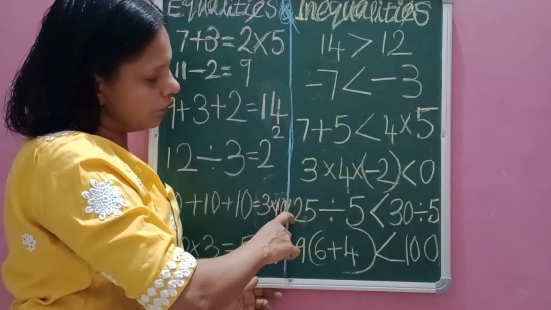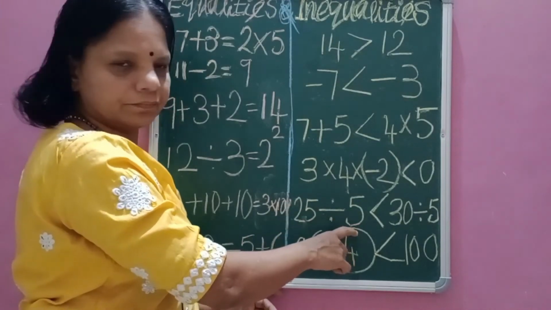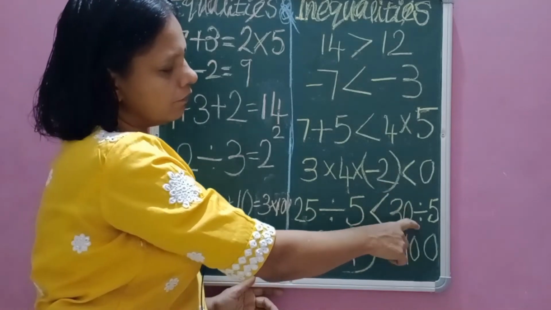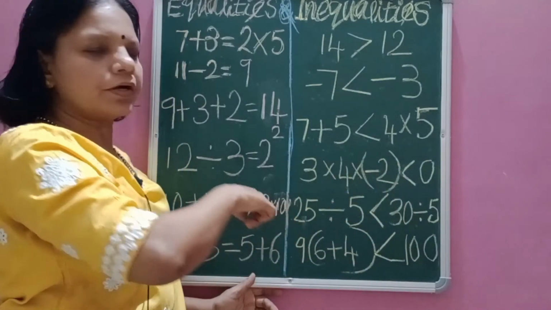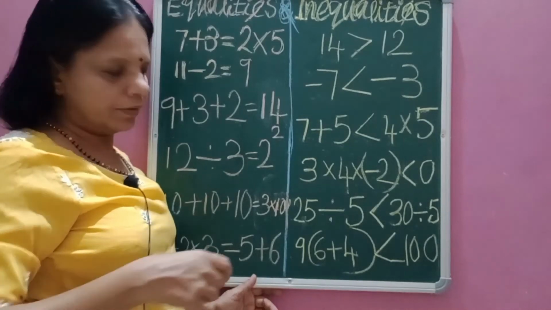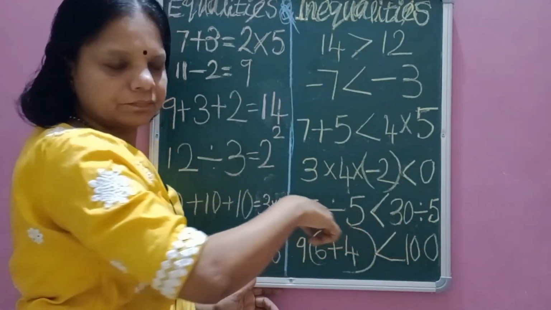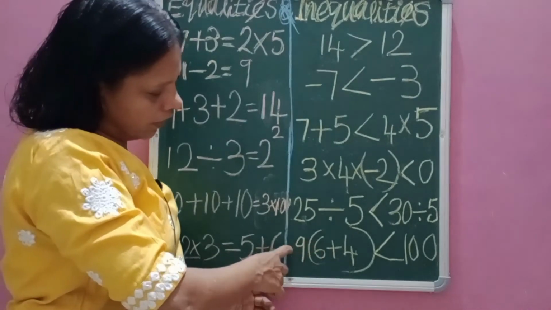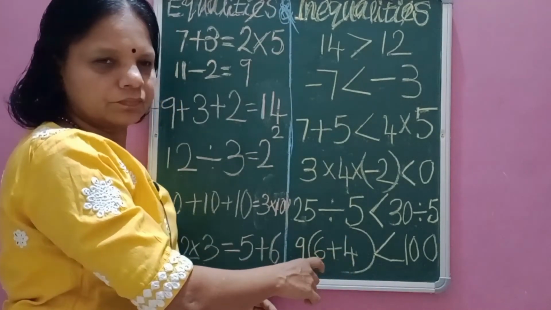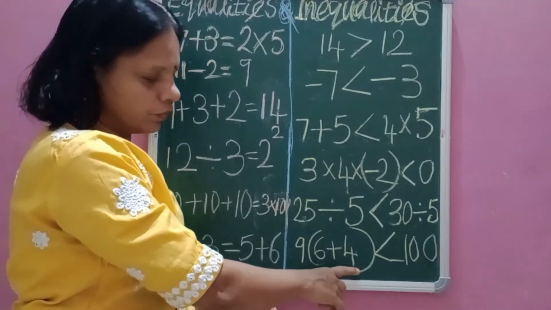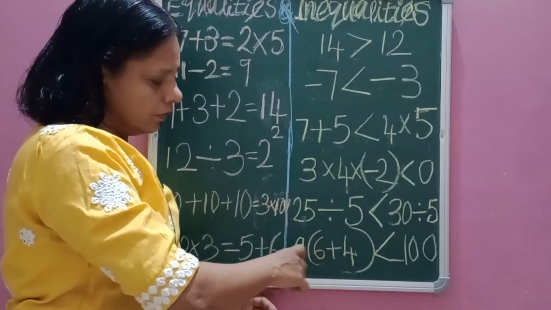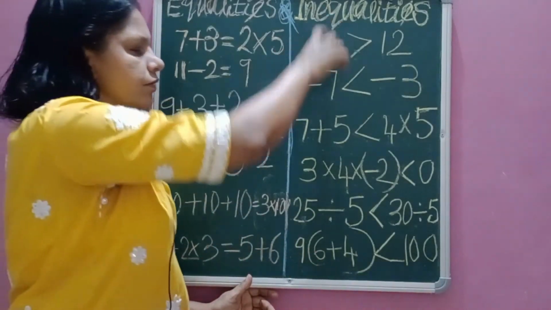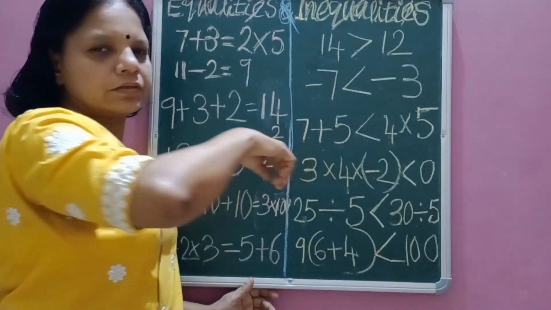All the negative integers are less than 0. Next one. 25 divided by 5 less than 30 divided by 5. 25 divided by 5, 5. 30 divided by 5, 6. 5 less than 6. 9 into 6 plus 4. Which should be done first? 6 plus 4. 10 into 9, 90. 90 is less than 100. These are some examples for inequalities.